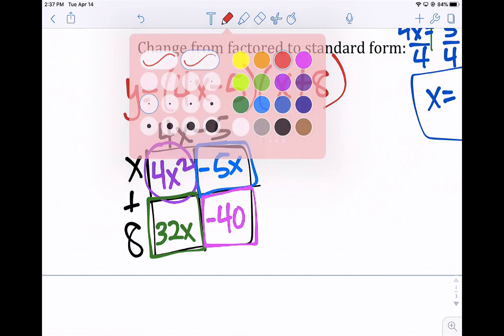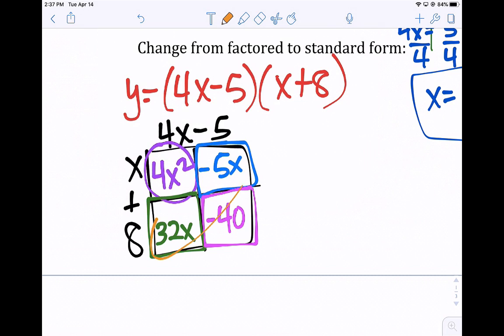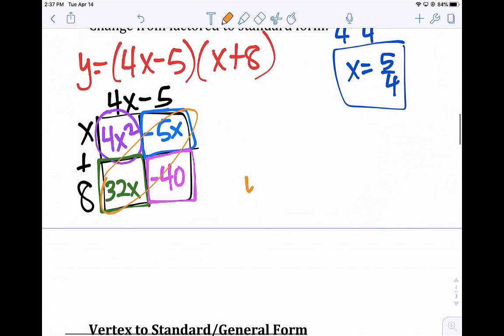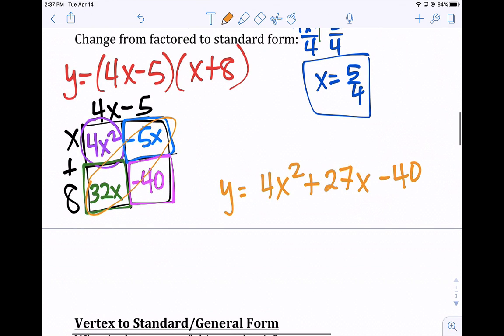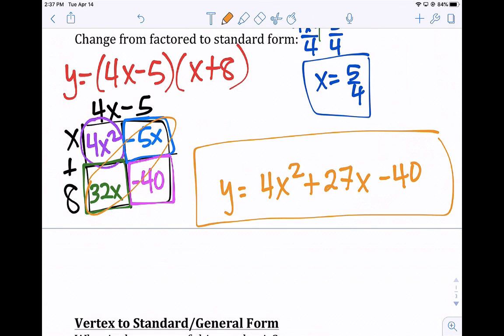We're going to combine like terms here. The x's you can put together. So our final answer in standard form, where the highest power of x is first, is 4x squared. And then 32 minus 5 is 27, so plus 27x. And then the minus 40 goes at the end. And now you have something in standard form. I could ask you to find the zeros, and then you could plug into the quadratic equation. You should easily be able to see what a, b, and c are in this form. So you will have to know how to change from factored to standard form.